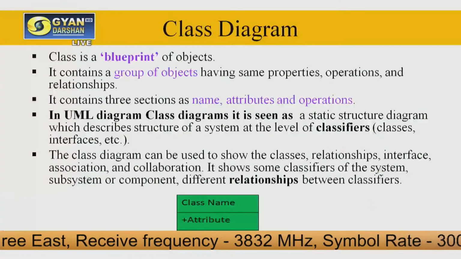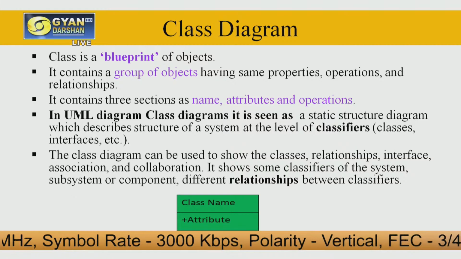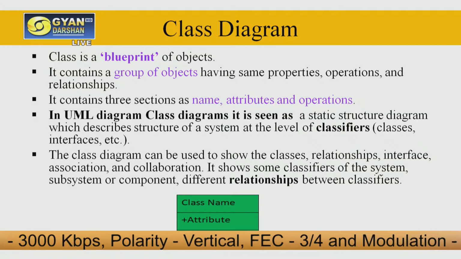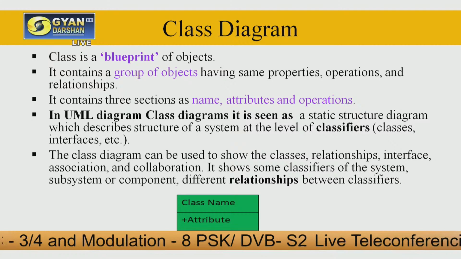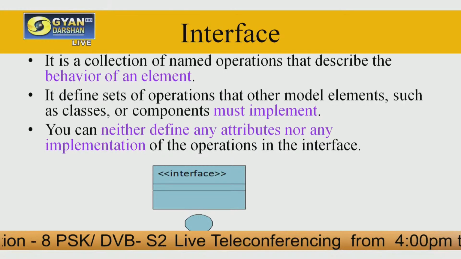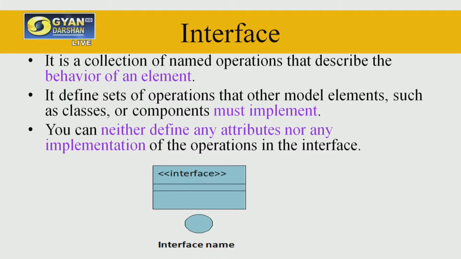So a class diagram basically provides the blueprint. In that blueprint you have the name of the class as well as attributes and operations. These operations, in terms of object oriented programming languages, are also known as methods. Then an interface is a collection of named operations that describe the behavior of the element, but it is not going to implement that behavior. So it is the responsibility of those components which implement these interfaces to implement the interface operations, and it is compulsory for them to implement them.